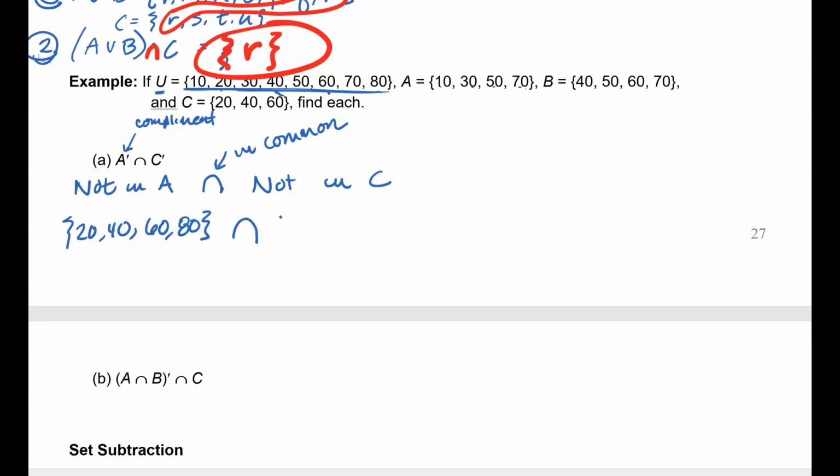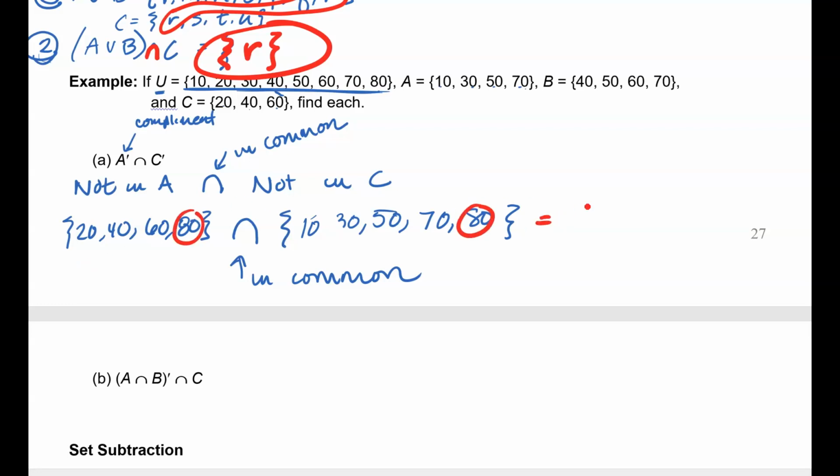And then what does that have in common with what's not in C? So let's look at it. C. If C is 20, 40, 60, what is not in C? Well, C is missing a 10, a 30, a 50, a 70, and an 80. And so remember that this symbol means in common. So what do those have in common? Well, it looks like the only number that these sets have in common would be the 80. So the answer is just going to be the 80. So that's your answer.